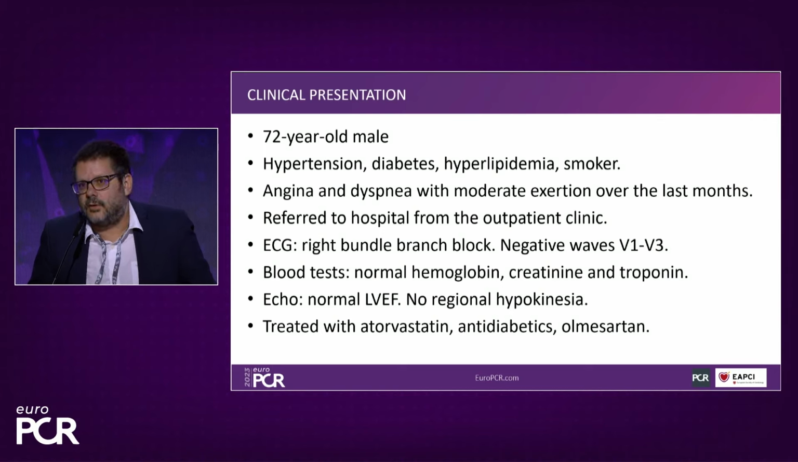The ECG showed nothing but a right bundle branch block and negative T waves in corresponding leads. And the blood tests were normal, including troponin, of course. The echo showed normal left ventricular ejection fraction, and there were no regional abnormalities. And he was currently treated with atorvastatin, antidiabetics, and olmesartan.